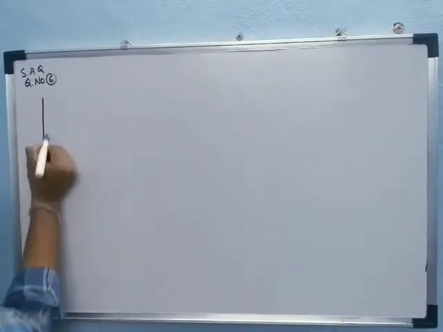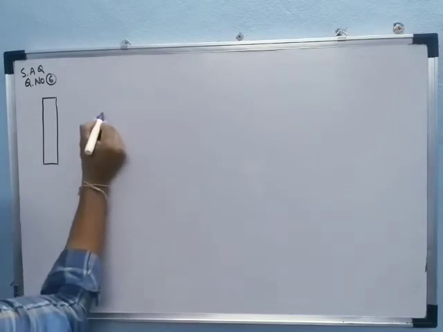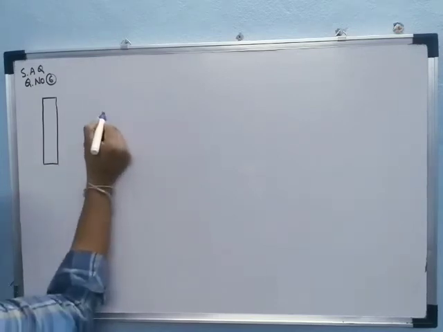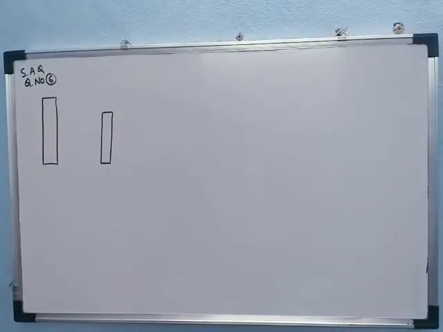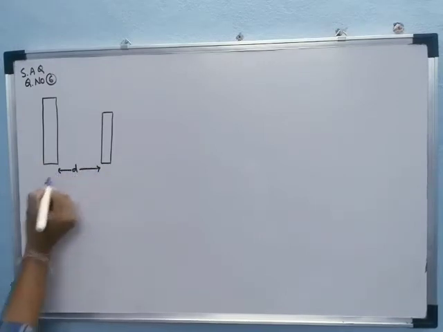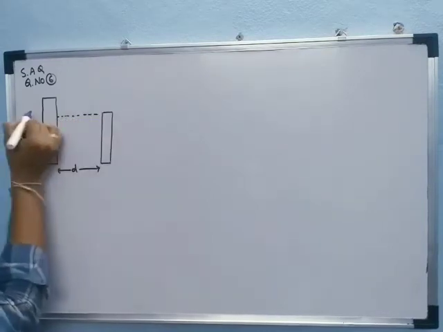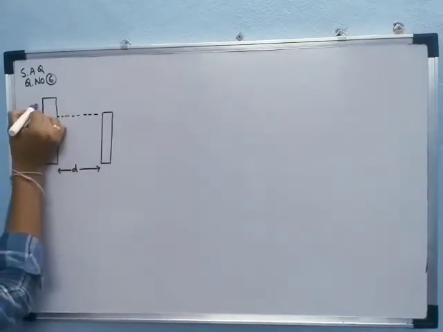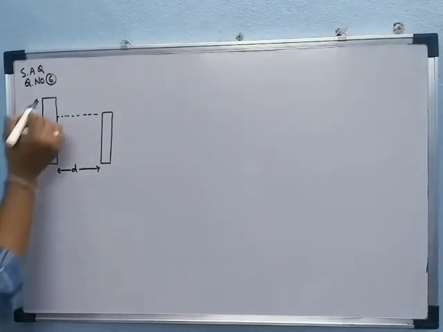See, here two buildings are given. One is the tall building. This is the tall building. Another one is the lower building compared to the first one. And these two are separated by distance D. And the difference of these two heights is considered as H. H is the difference of these buildings. Now the person is here.